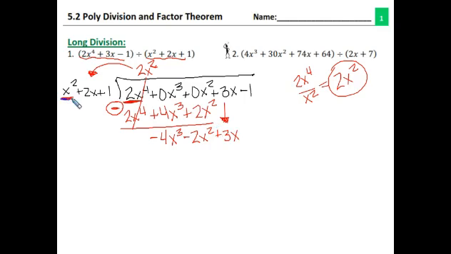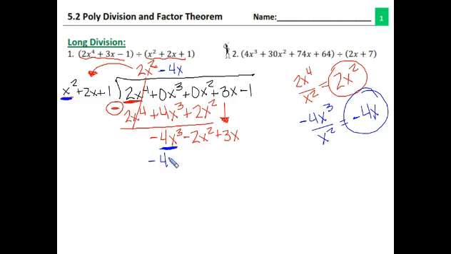Just like in normal long division, we always bring down the next term, and we continue the process. So again, taking a look at this first term and our new first term, negative 4x cubed divided by x squared gives us negative 4x. So that's our next term in our quotient.